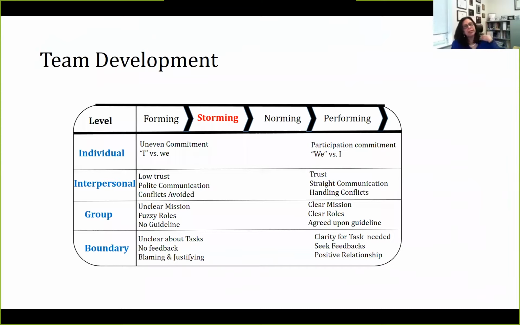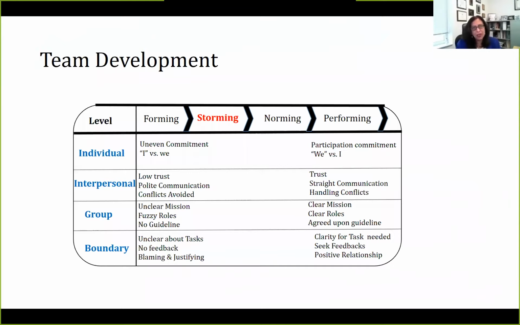Even if people meet in a group, if the mission or the goal is not clear, the roles and responsibilities are not clearly defined, and there are no guidelines, then I consider this a pseudo team because it's not completely blended. Unclear about the task, no feedback, blaming, a culture of blame, and justifying any mistake we make. Those are the things still in forming as you go through the Tuckman model.